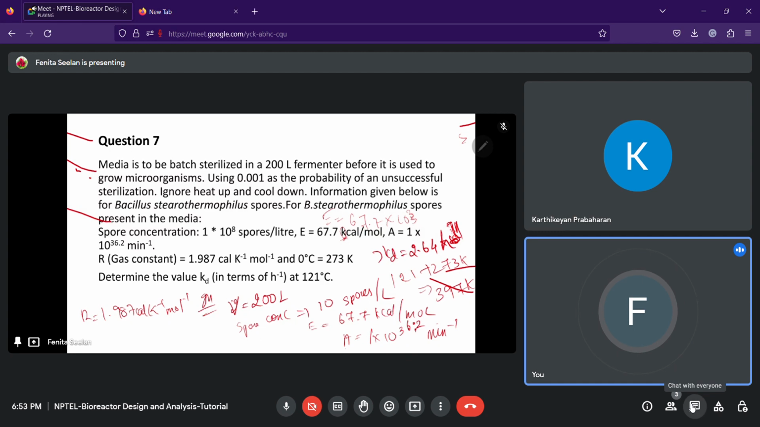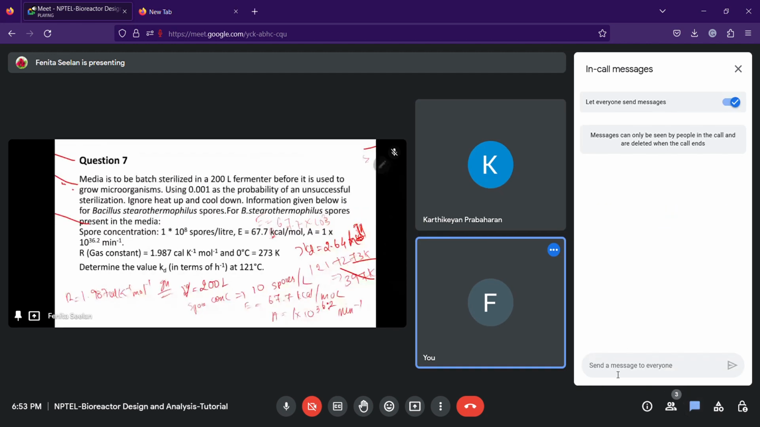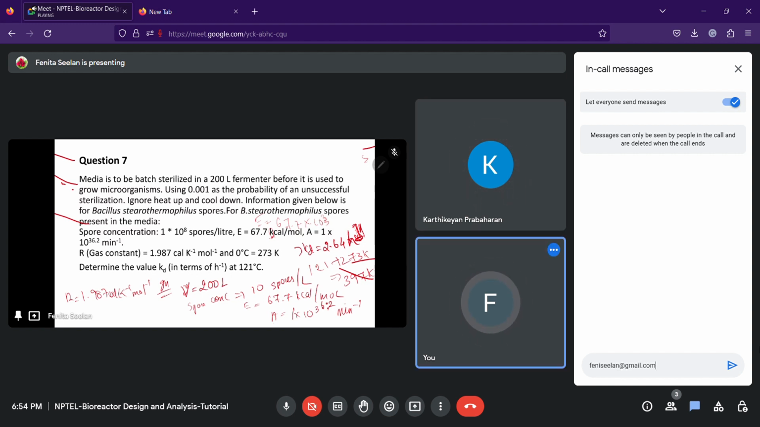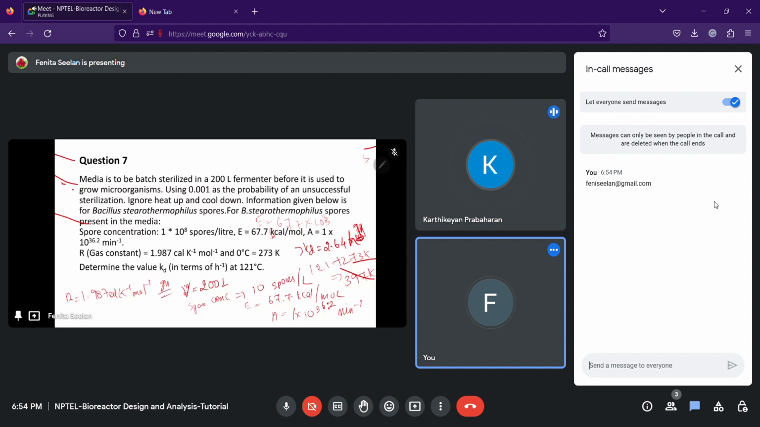Let me put it here, wait a minute. Actually, we got a doubt in the assignment. If you have any doubts in the assignment, you have to post in the discussion forum. Okay. Yeah, this is my mail ID. You can mail for any questions regarding the live session. You can ask me here at this mail ID. Okay, yeah, sure.